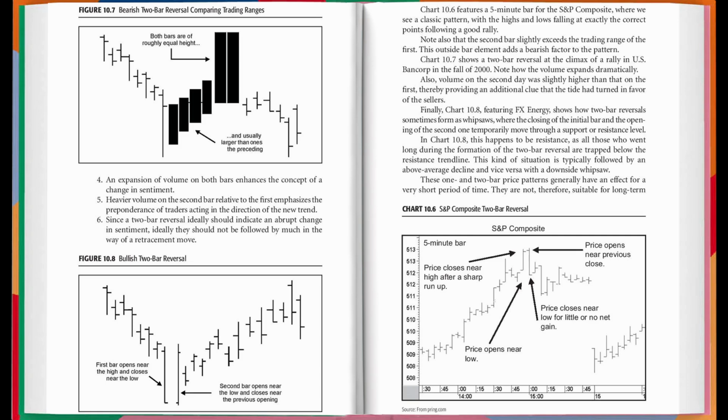Finally, Chart 10.8, featuring FX Energy, shows how two-bar reversals sometimes form as whipsaws, where the closing of the initial bar and the opening of the second one temporarily move through a support or resistance level. In Chart 10.8, this happens to be resistance, as all those who went long during the formation of the two-bar reversal are trapped below the resistance trend line. This kind of situation is typically followed by an above-average decline, and vice versa with a downside whipsaw.